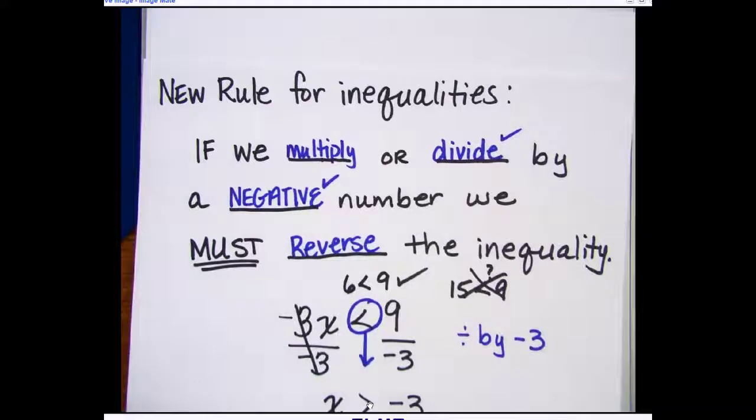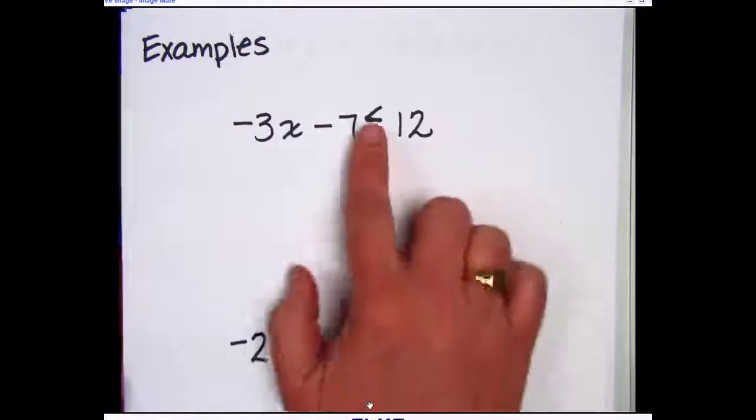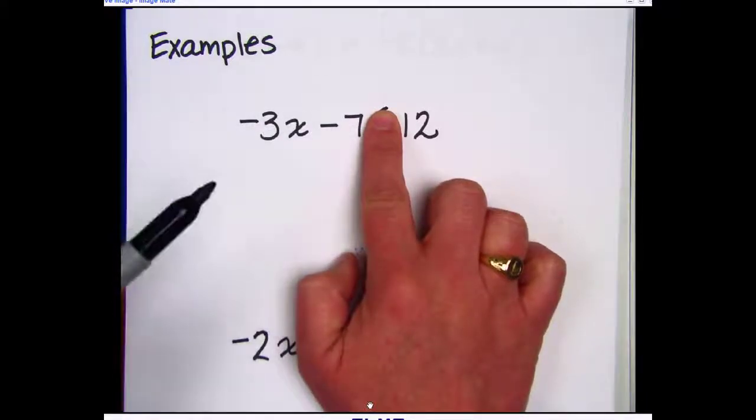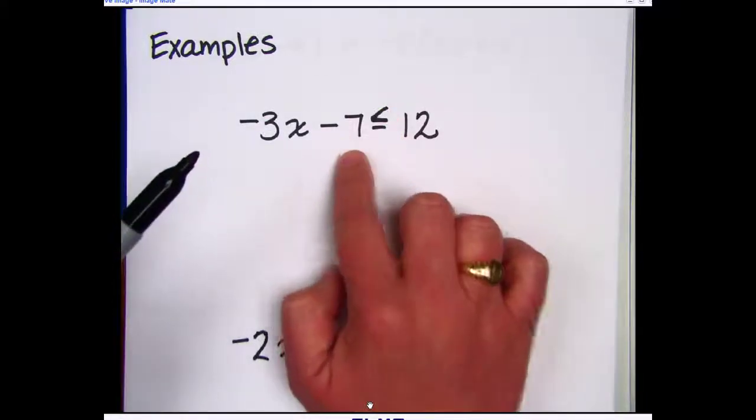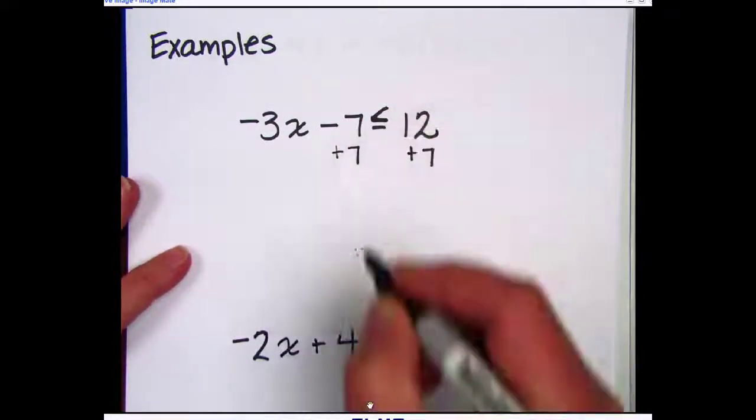All right, let's do some examples. But again, we'll keep our rules right by us so that we can refer back to it and see if we need to reverse. Okay, so here's our first example. Again, just to get started, pretend that there's not an inequality there. Pretend that you have an equal sign. What would you do first to solve this? Well, we'd probably move our number over by adding 7 to each side.